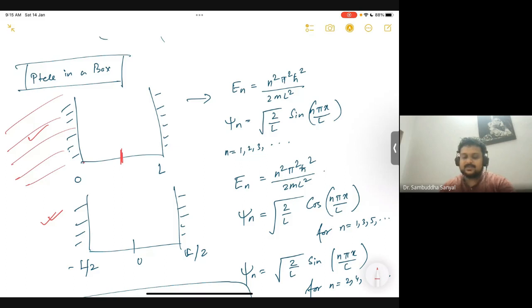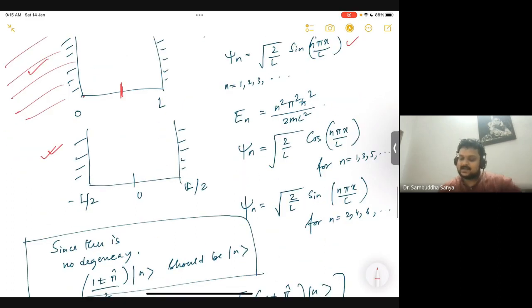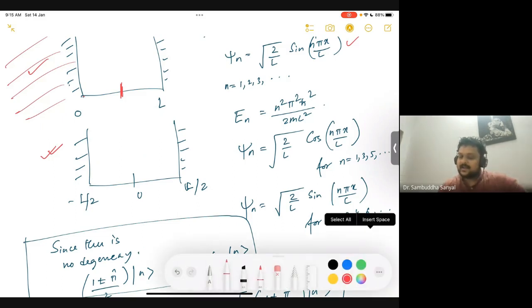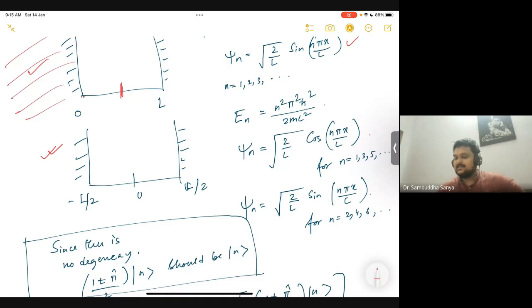So now let's do this case. We know that in this case the eigenvalues are n squared pi squared h-bar squared by twice m L squared, and psi n is this. But in this case it is slightly different, just a matter of representation. The odd eigenstates are represented by cosine and evens are represented by sine. Okay, this is the form.